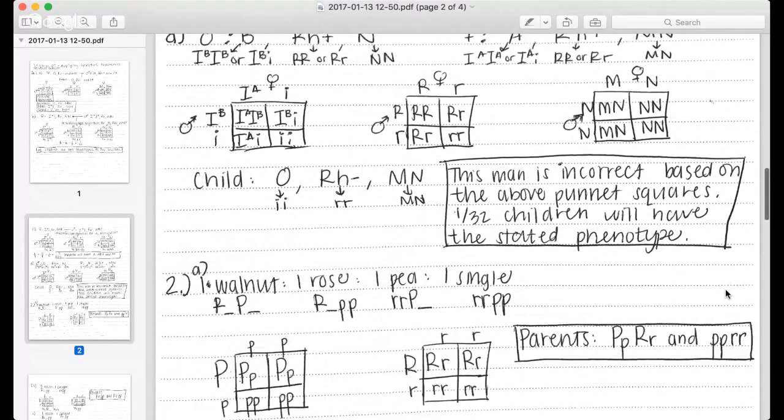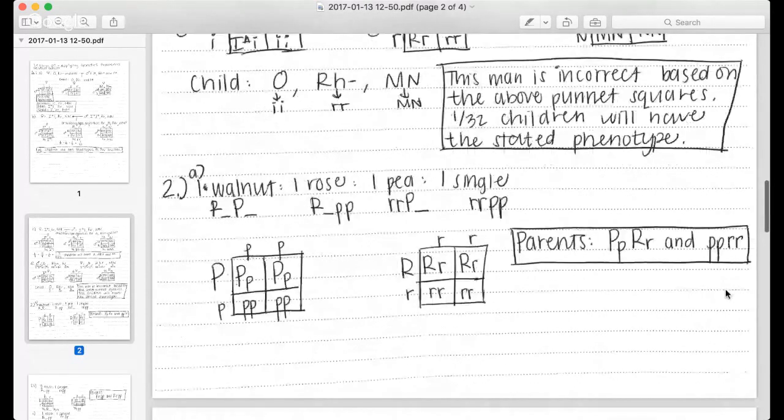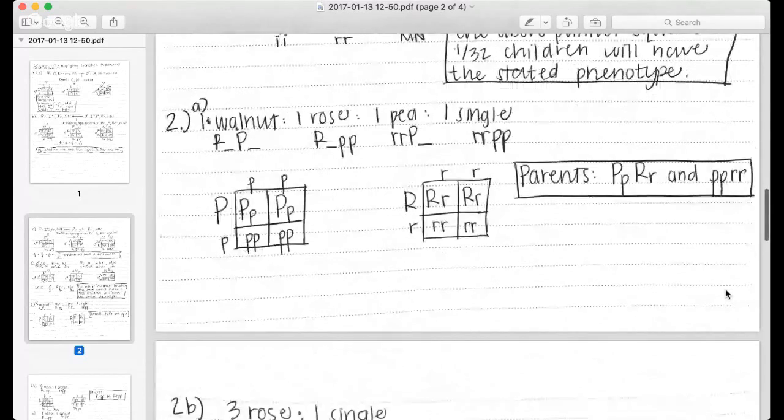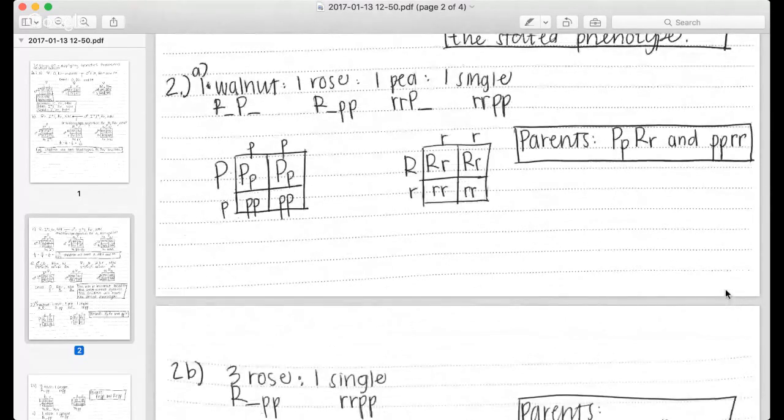Okay, great. So down here, number 2, we have this question about chickens and the comb shape. So it asks, what are the genotypes of the parents that produce the following progeny phenotype ratios?